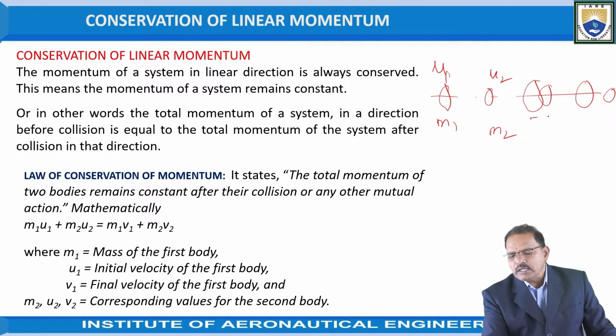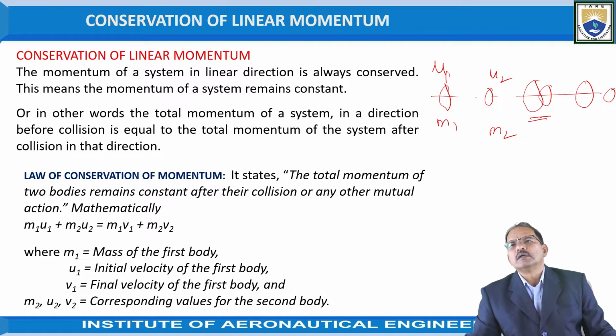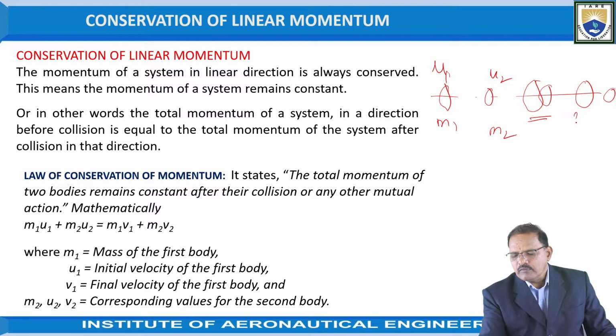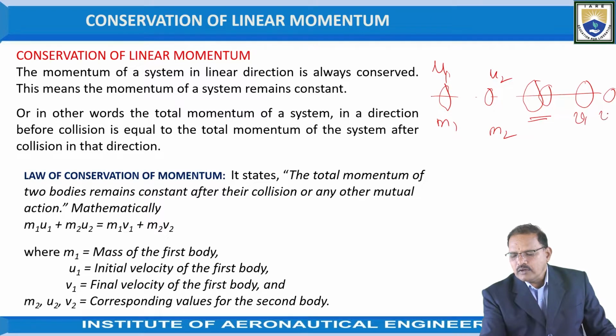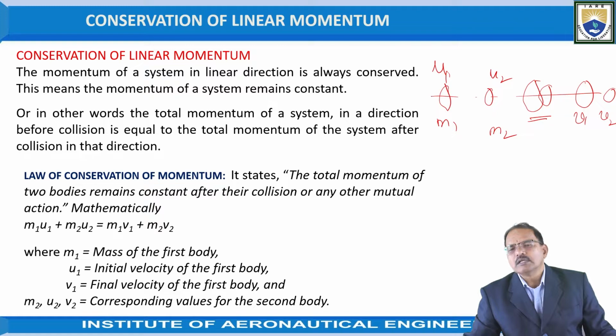So here the collision is taking place. Here U1 represents the initial velocity of the first body. It is greater than the initial velocity of the second body; only then will the collision take place. But after the collision, V1 represents the final velocity of the first body and V2 represents the final velocity of the second body. In this case, U2 is less than V2, which is greater than V1.